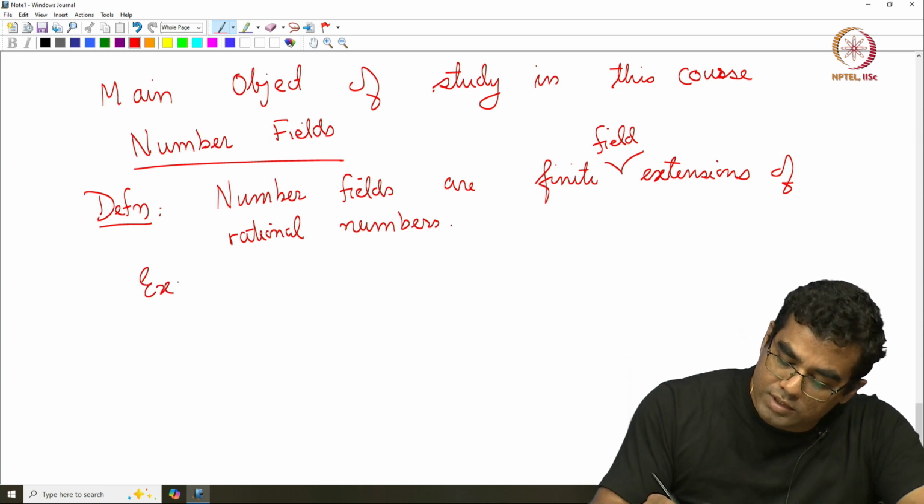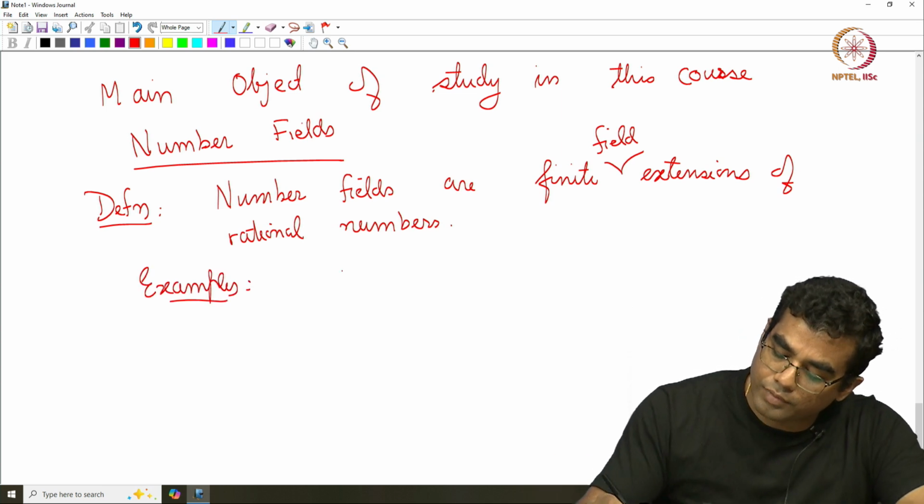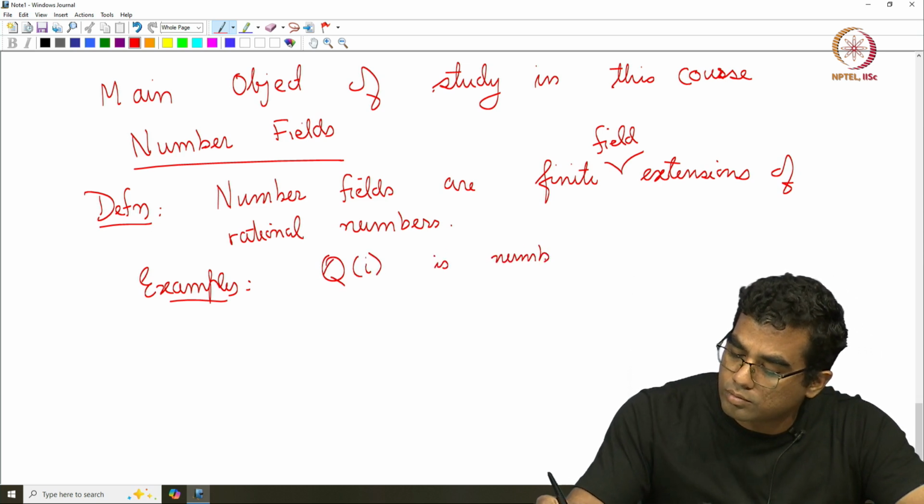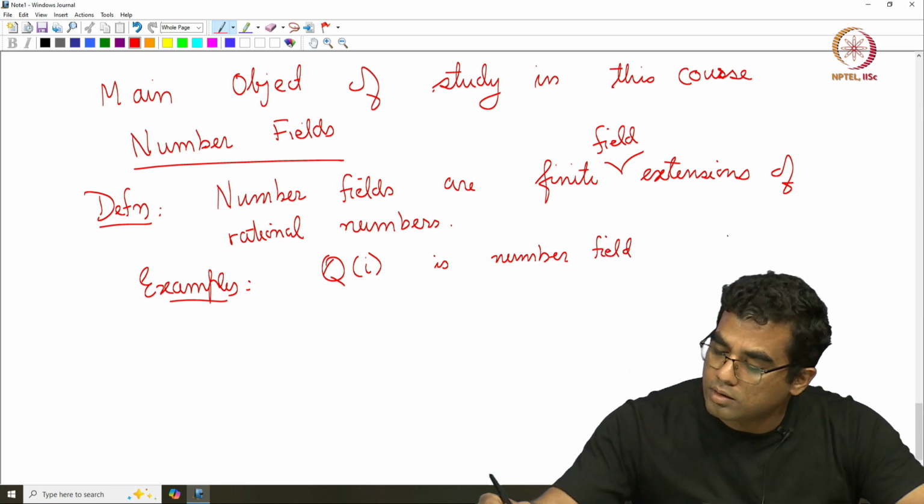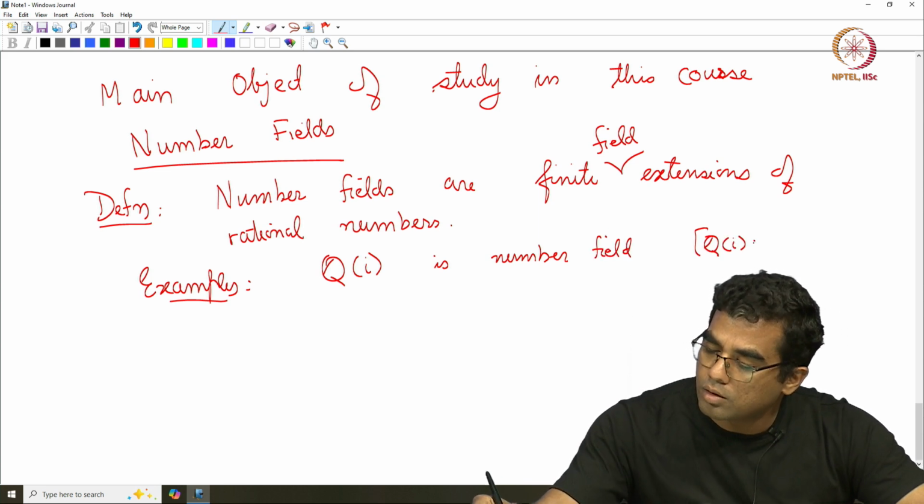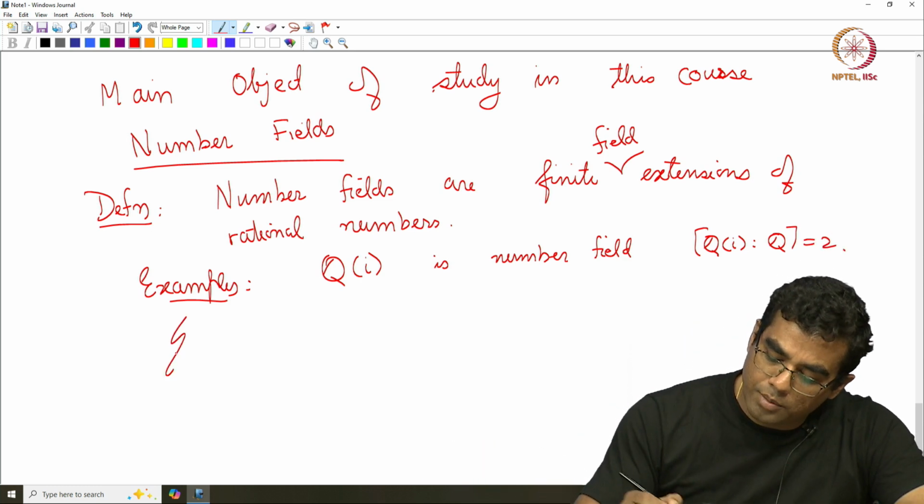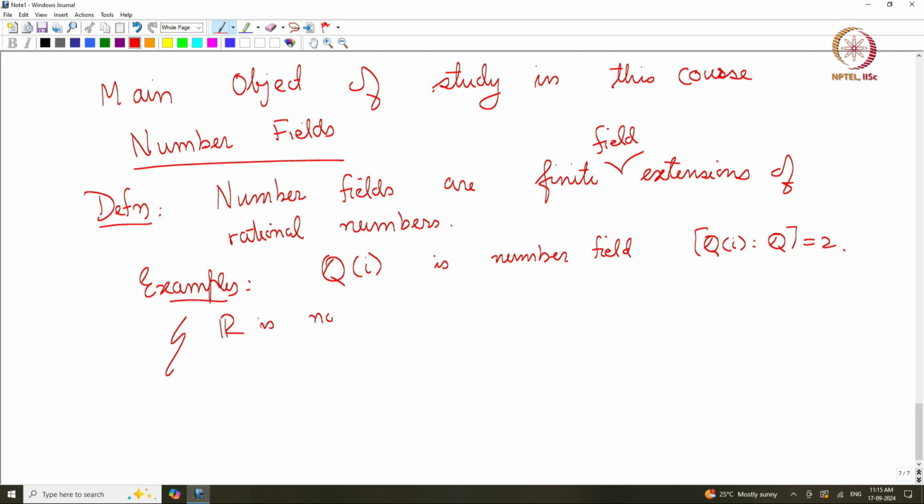So, again let me give you some examples. Q(i) is a number field, okay, and the degree of Q(i) over Q is 2. But for example, R is not a number field. Okay, or complex numbers is not a number field. Okay. Similarly, Z mod pZ is not a number field.